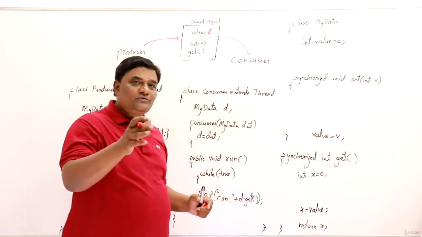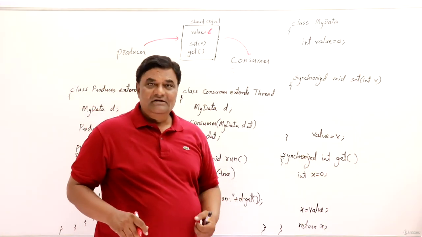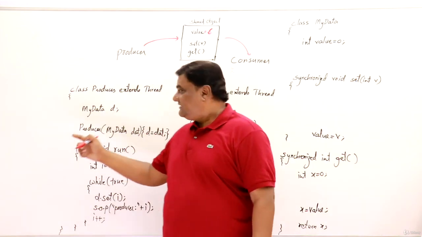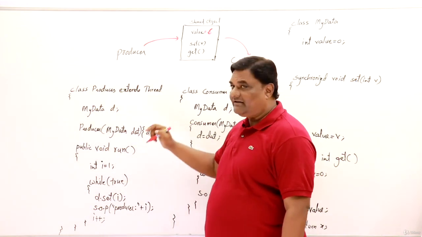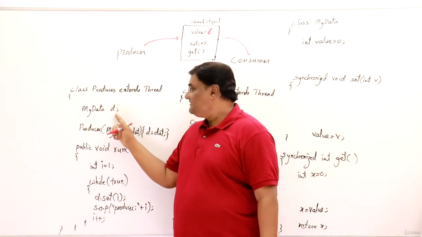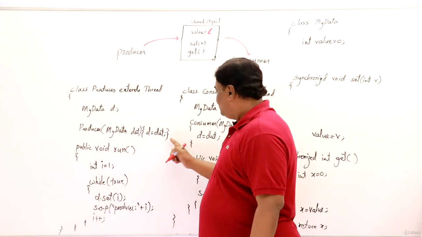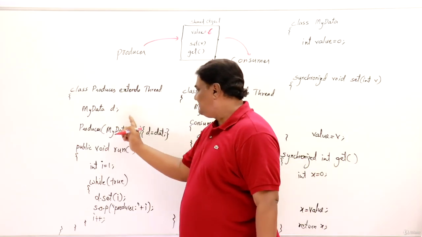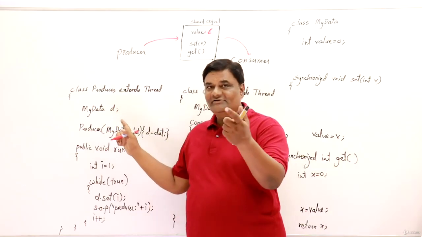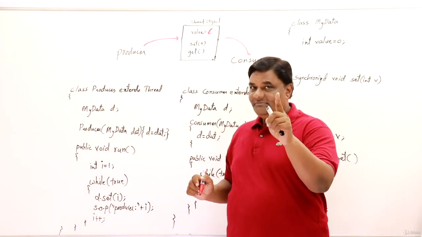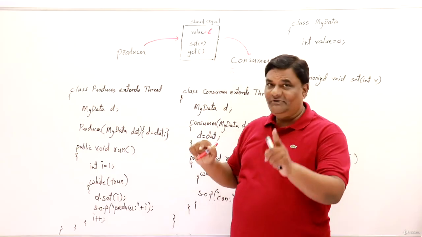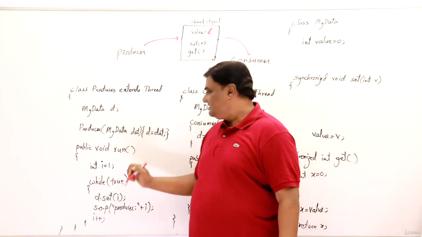But before that, let us quickly look at producer and consumer. So here the first class is producer. Producer is a thread and it will be using a reference of myData, that is an object of this data. And in the constructor, it is setting that data, so it will get the reference to an object. We need only one object. Remember this shared object should be only one. So it will be using that one.